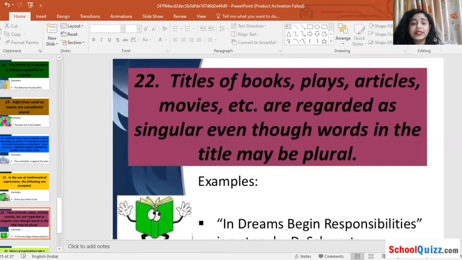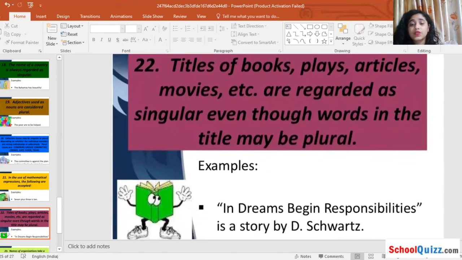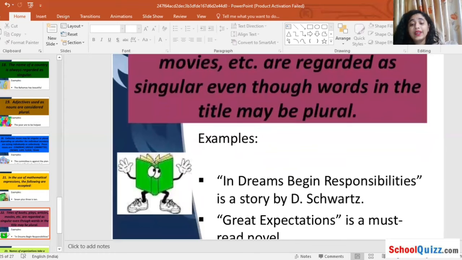Now rule number 22. Titles of books, plays, artists, movies, etc. are regarded as singular, even though the words in the title may be plural. Okay, so it will be treated as singular even if the title has words which are plural. In Dreams Begin Responsibilities is a story by D. Schwartz. Okay, so it is written by one person, D. Schwartz. Even if it is in the plural format, it will be treated as singular.